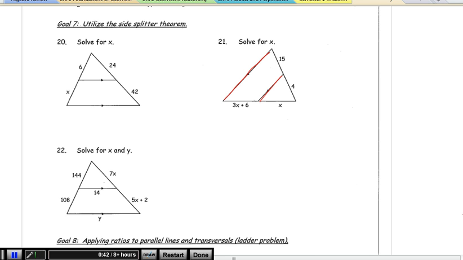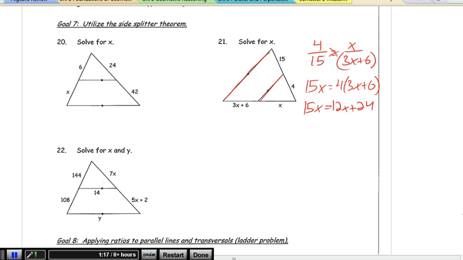If you turn your paper or you turn your head, you can see that we almost have a setup already of 4 over 15 is equal to x over 3x plus 6. It's pretty much written there for you. From the top point, 4 over 15, to the bottom point, x over 3x plus 6, cross multiply, so we get 15x equals 4 times 3x plus 6. So 15x equals 12x plus 24. 3x equals 24. X is 8. And you're done.